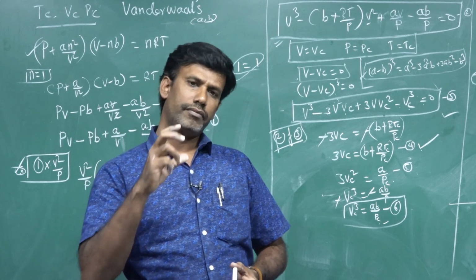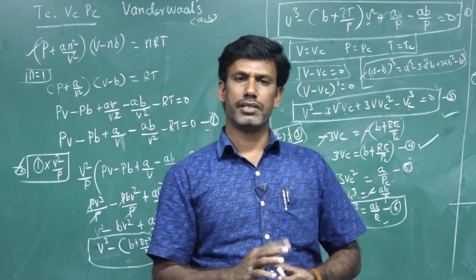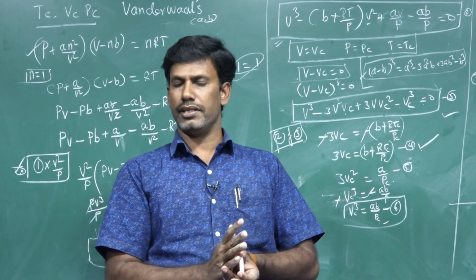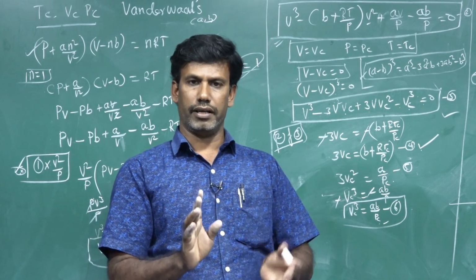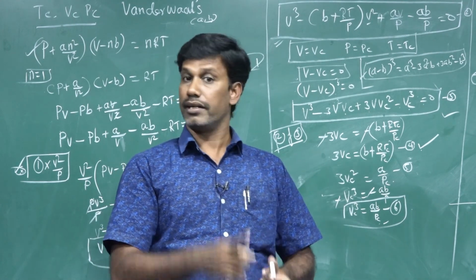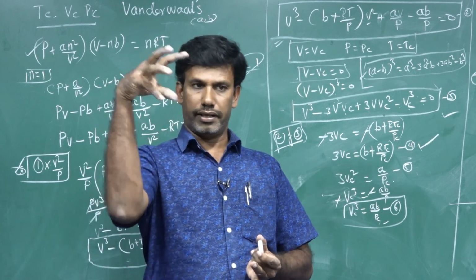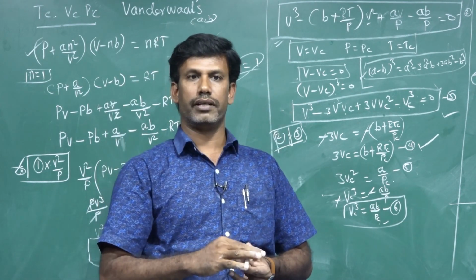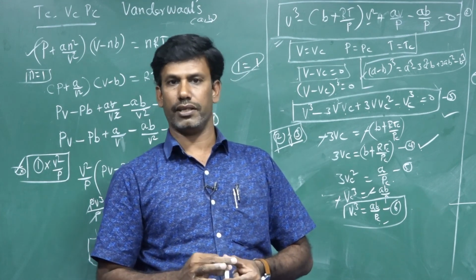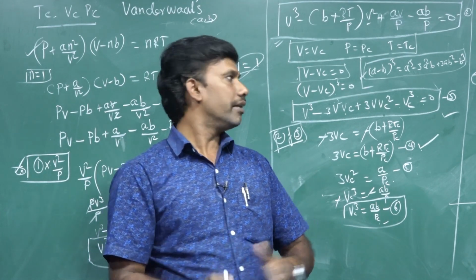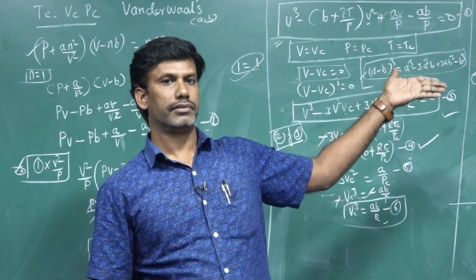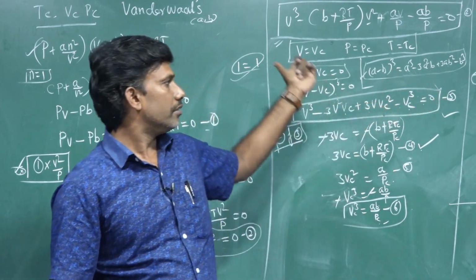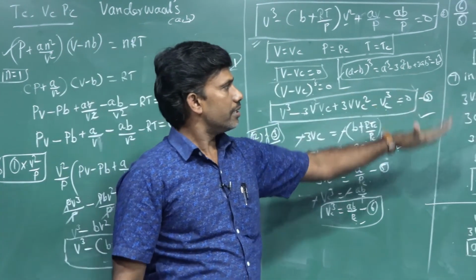Then, critical volume. Critical volume is the volume occupied by 1 mole of gas at the critical temperature and critical pressure. So at the critical temperature and critical pressure, how much volume the gas occupies is called the critical volume. Okay, that's all. Then the Pc, Vc, Tc diagram that we have seen. That's all about this lesson.